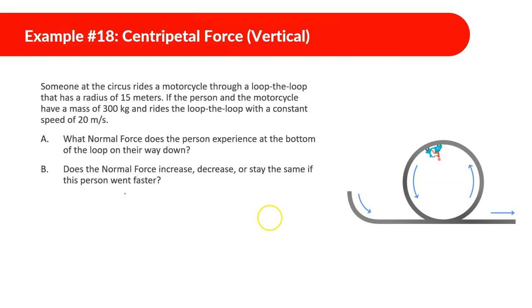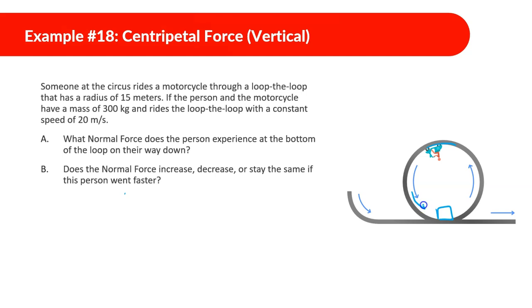Okay, so someone at the circus rides a motorcycle through the loop-de-loop that has a radius of 15 meters. If the person and the motorcycle have a mass of 300 kilograms and ride the loop-de-loop with a constant speed of 20 meters per second, what normal force does the person experience at the bottom of the loop on the way down? Okay, so now we're not looking at the top anymore. We are looking at the bottom.